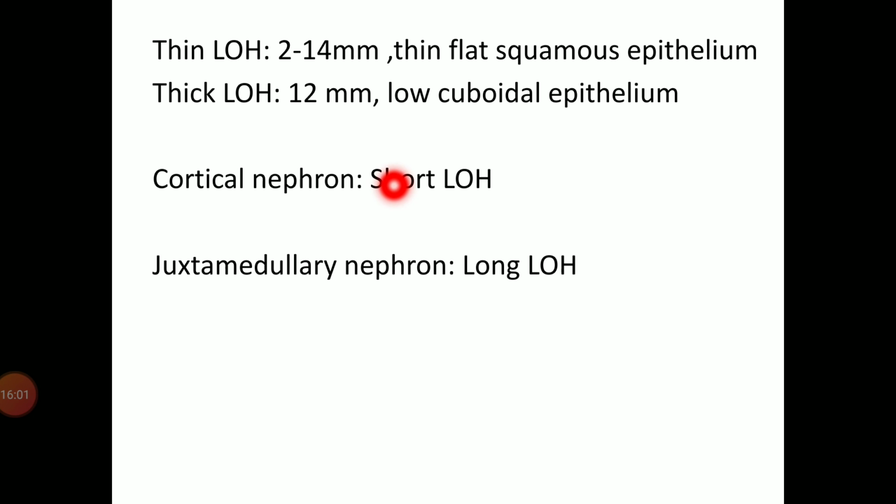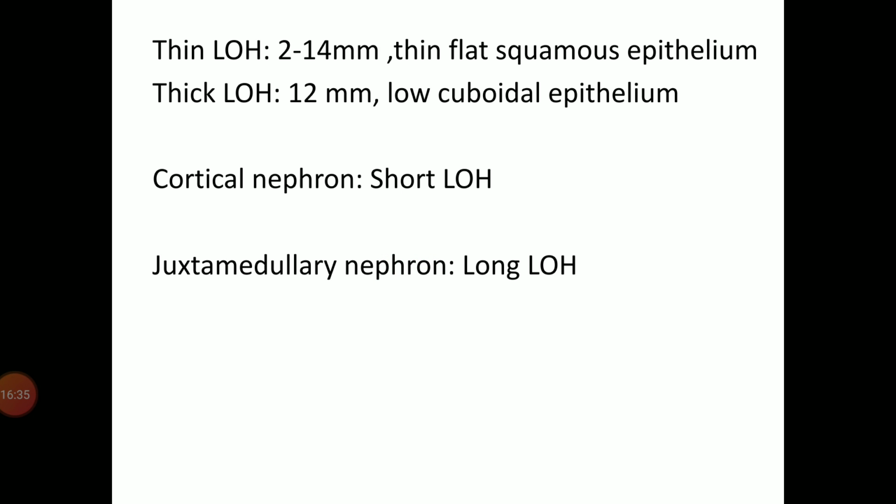So in the short loop of Henle, in which the thinner ascending portion is absent, and eventually the shorter nephron, this kind of nephron is present in the cortex of the kidney. You call it the cortical nephron, whereas the nephron with the longer loop of Henle is present near the medulla. This kind of nephron, you call it the juxtamedullary nephron.